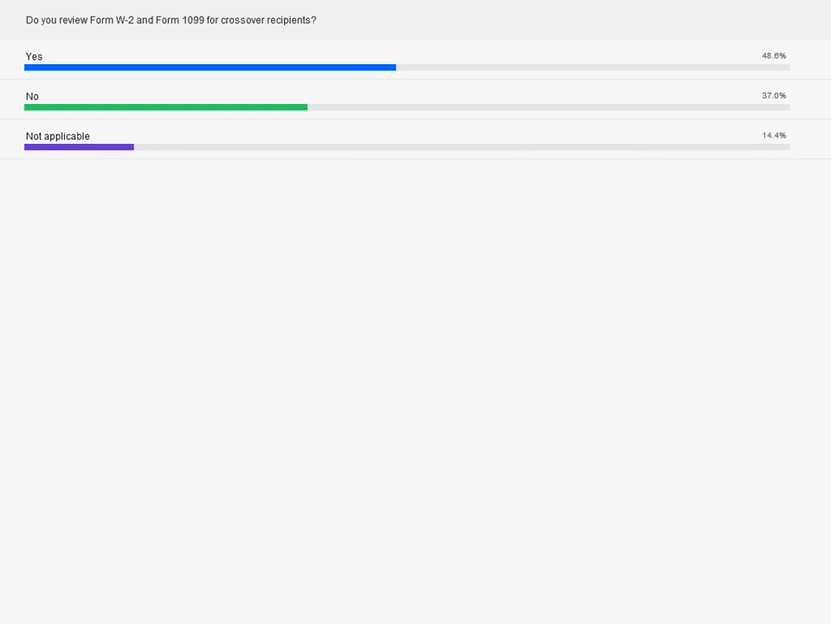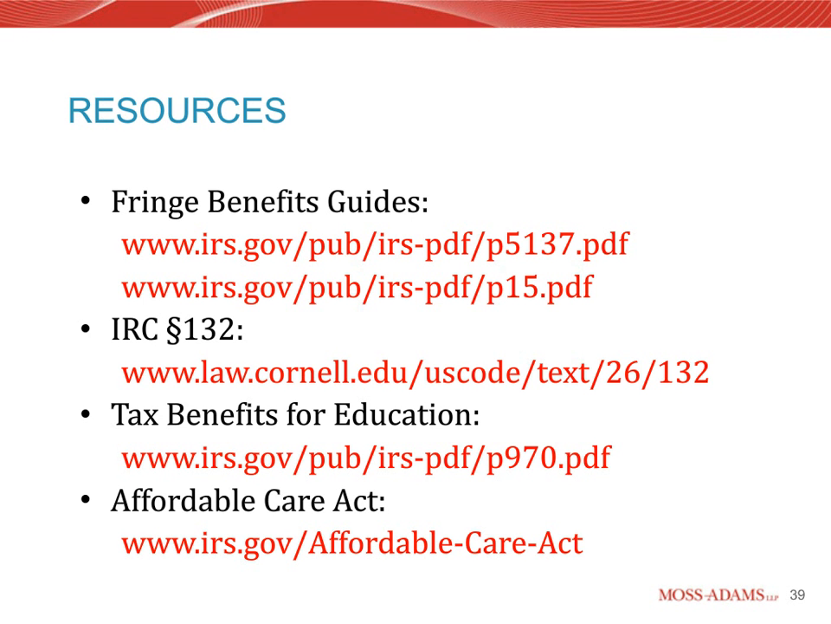So I do have a resources slide for you here, a couple URLs, and there's several others that I had throughout the presentation for topic specific. But if you want more information, here's a couple IRS guides. I have a link to a free site that you could see the 132 code if you're a code person and like to read more, tax benefits for education under Pub 970, and Affordable Care Act, which is huge, which I totally skipped over because we didn't have time for that. But that's very important. So Pam, I think with that I'll turn it over to you for closing.